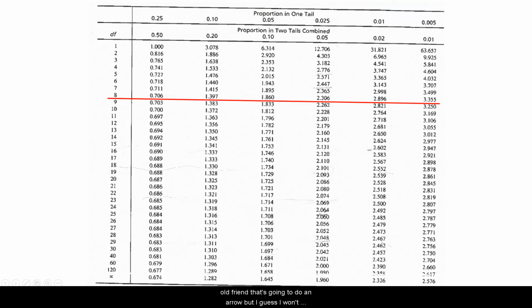Well, I was going to do an arrow, but I guess it won't let me. Let me just do blue then. It's my old friend 2.896. I'm drawing a blue mark toward it. So it was 9 participants, which is 8 degrees of freedom. Alpha of .01 one-tailed. So I go to one tail and I follow it over to .01, 2.896. Great.